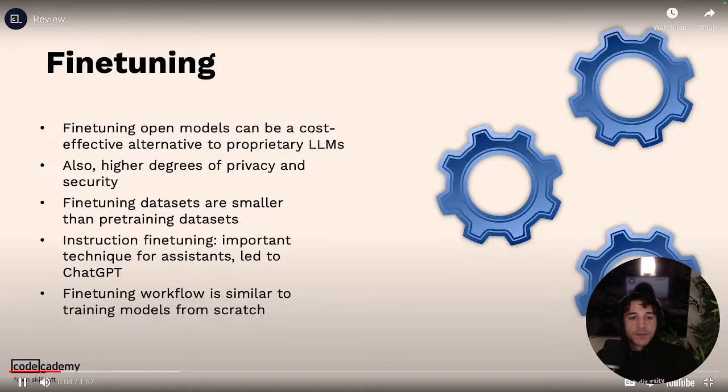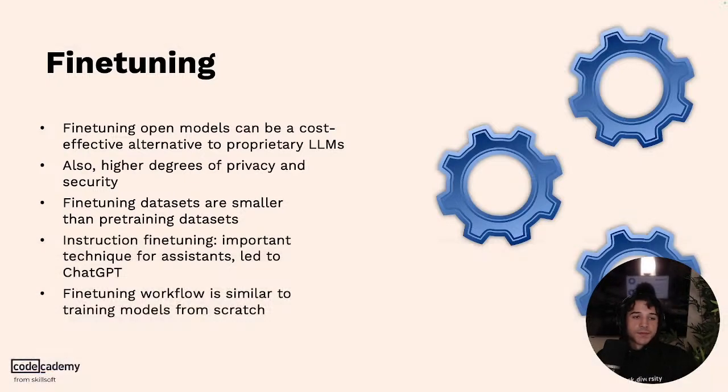Fine-tuning smaller open-source models on proprietary data can rival or surpass the performance of expensive proprietary models. Besides cost savings, this approach enhances privacy and security by avoiding third-party servers. Fine-tuning datasets are significantly smaller than pre-training datasets, making the process much faster and less resource-intensive. Instruction fine-tuning trains models to follow specific instructions, contributing to advancements like ChatGPT. The fine-tuning workflow is similar to training models from scratch. Each step contributes to shaping the model for the target task, ensuring optimal performance in real-world applications.